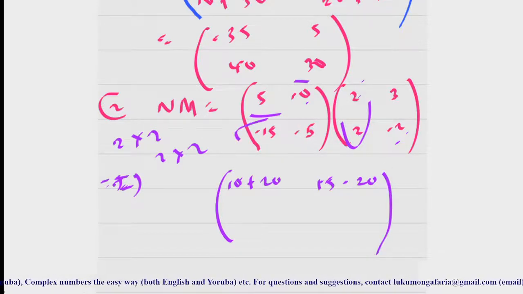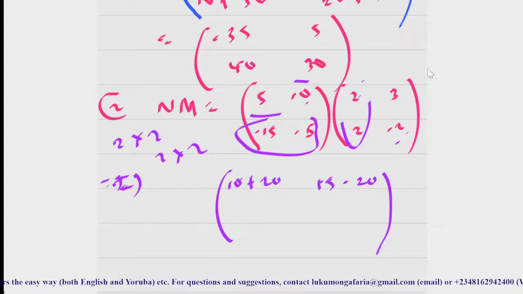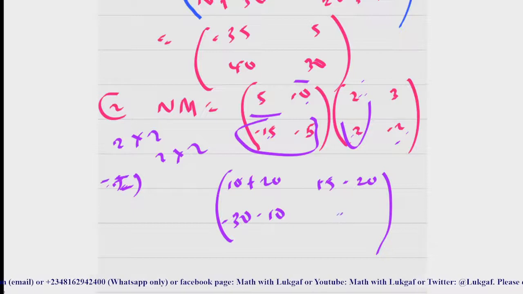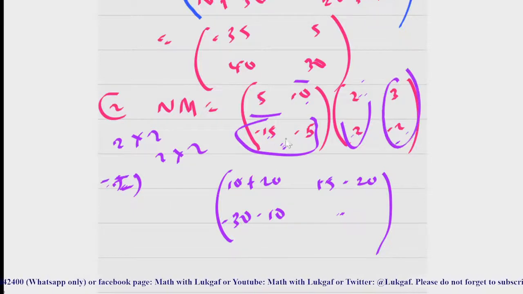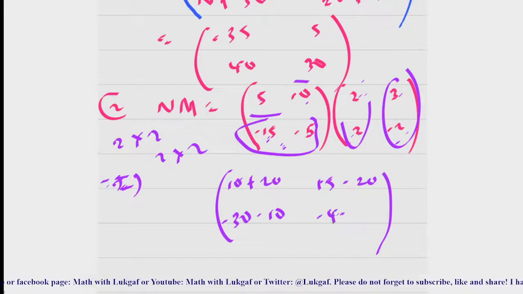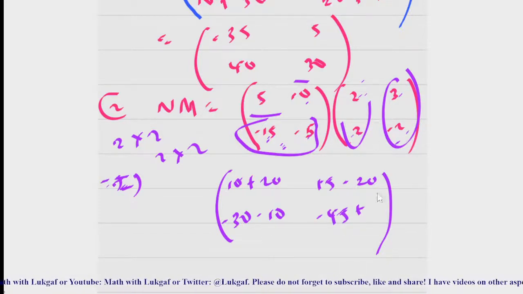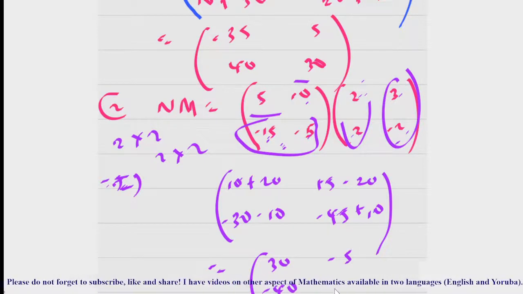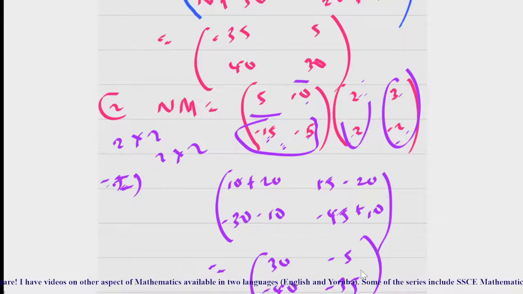Okay, you move to the next row, with the same columns. Even if there are 30, just take them one by one. Minus 15 times 2, minus 30, plus minus 5 times 2, that is minus 10. I hope you understand now. Then you take the same row with the second column. Minus 15 times 3, minus 45, plus minus 5 times minus 2, that is 10. Then what are you going to have? 30, minus 5, minus 40, and this one will give me minus 35. Can you see?